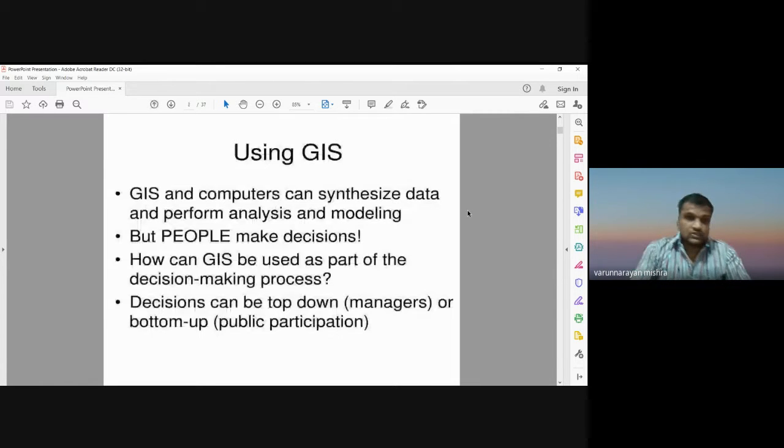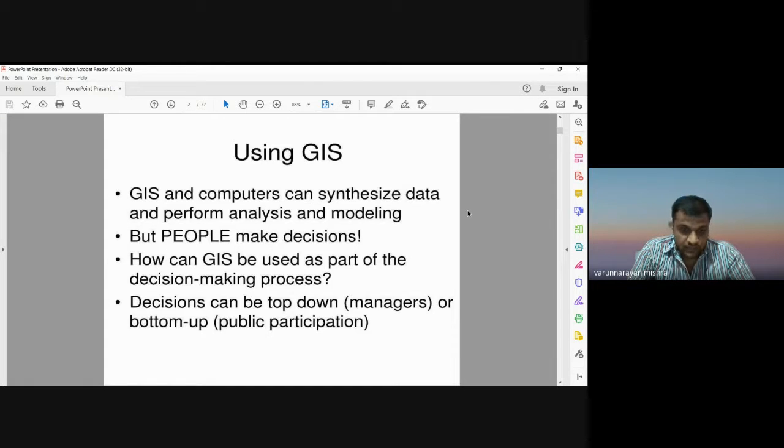Okay, so GIS, as we know, the geographical information system is a computer based information technology to get, to analyze, to manipulate, or to display the geographically referenced data sets. GIS also requires good performing computers. So GIS and computers can synthesize the data and perform the analysis and the modeling.